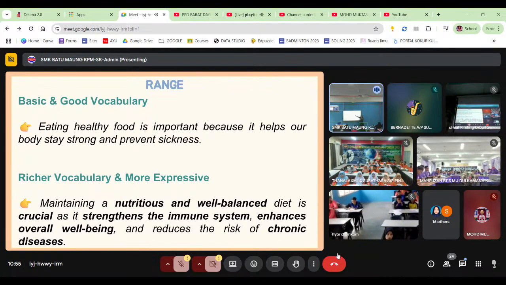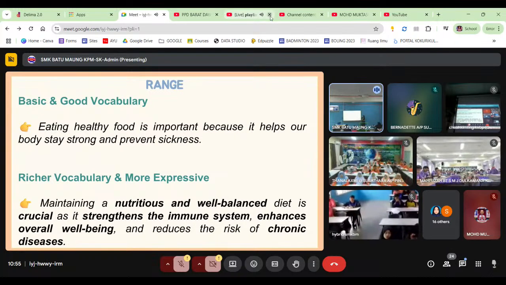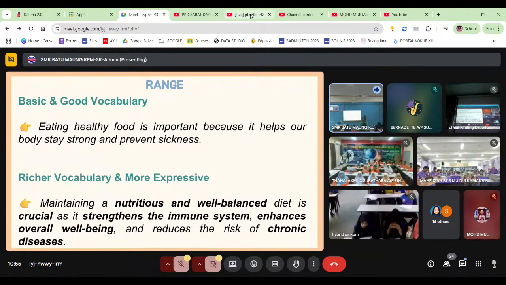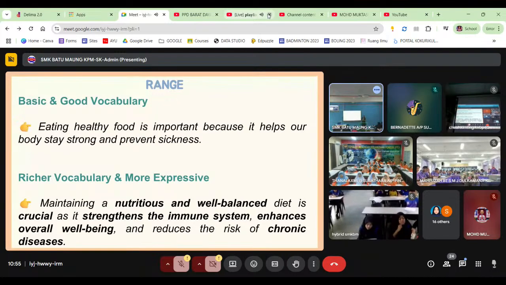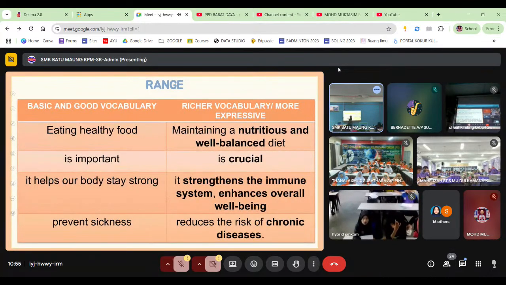Okay, this one, I'm not saying the top one is wrong. It is good. Eating healthy food is important because it helps our body stay strong and prevent sickness. It is good. But look at the words and phrases used in the second sentence here. Eating healthy food, it is good vocab, but it is basic. So replace it with maintaining a nutritious and well-balanced diet. So when we mention nutritious and well-balanced, can you imagine? Right? So it's not difficult to understand, very easy.